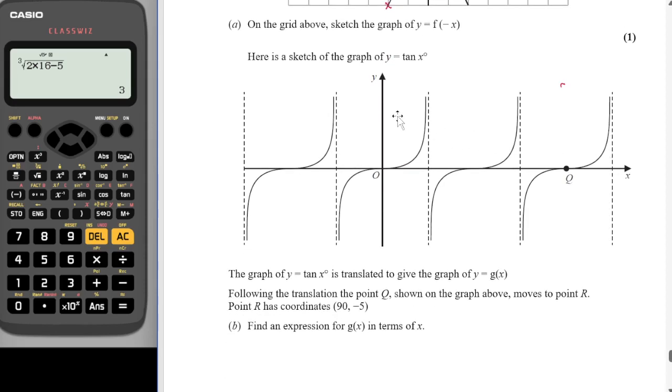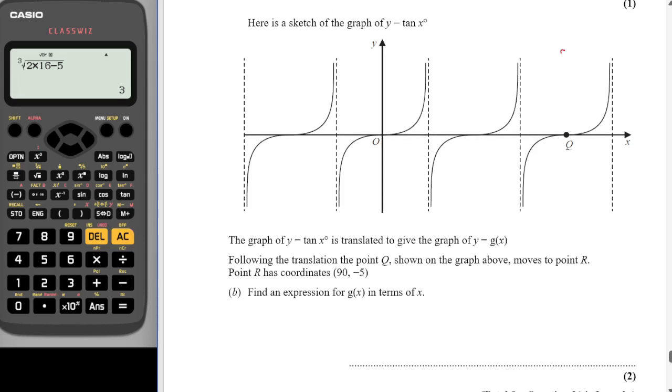Okay, here is a sketch of the graph of y is equal to tan x. The graph of y is equal to tan x is translated by the vector to give the graph of y is equal to g of x. Following the translation, the point Q shown on the graph above moves to the point that has a coordinate of (90, -5). Find an expression for g of x in terms of x.